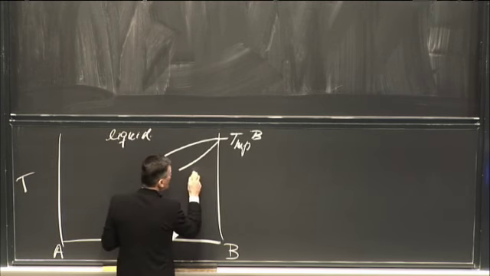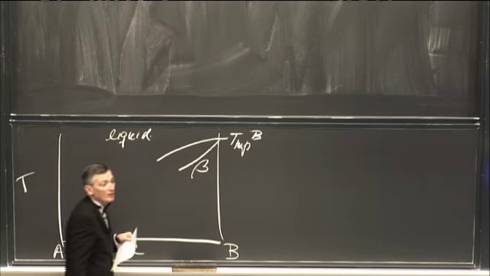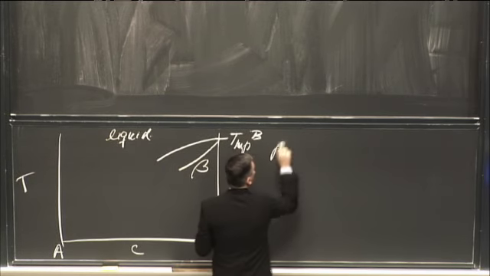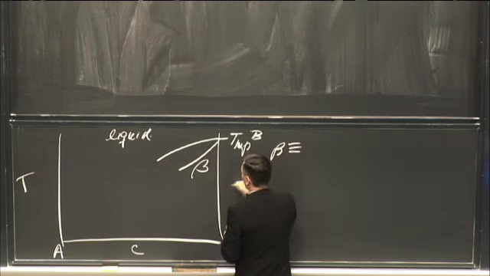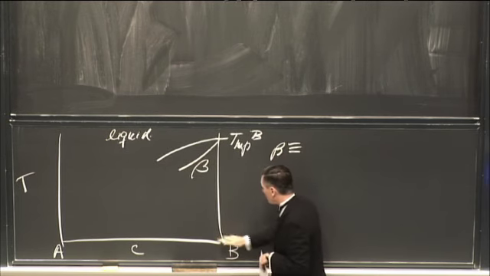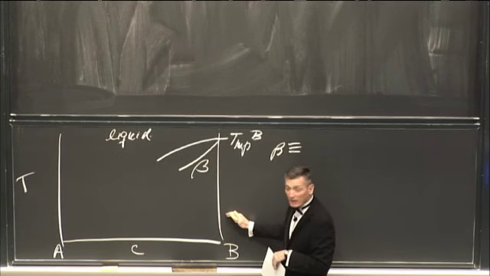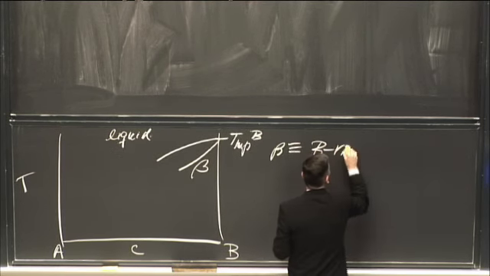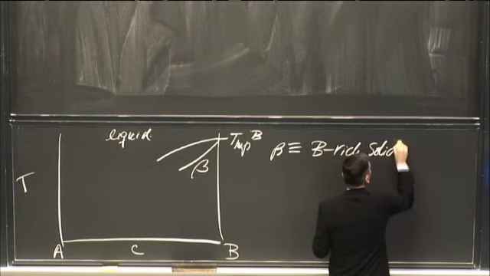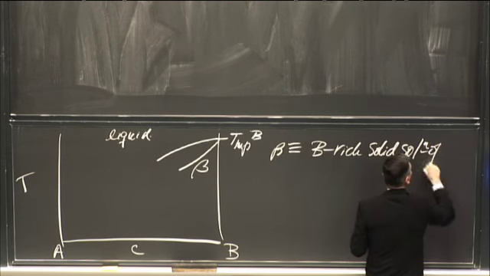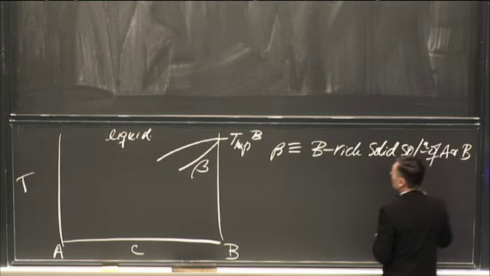So we're going to use the old metallurgical definition, call this beta. Beta meaning it's a solution of A and B, but it's very rich in B. It's almost pure B. So I'm going to call this a B-rich solid solution of A and B.